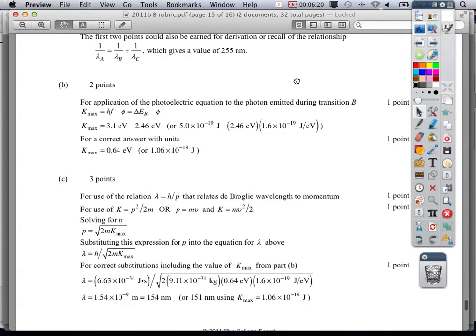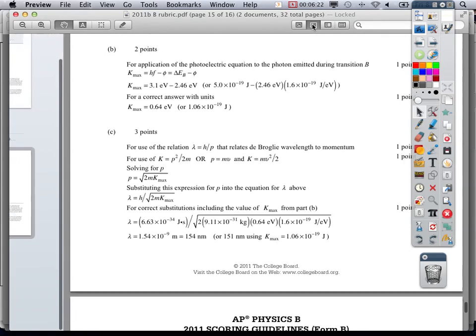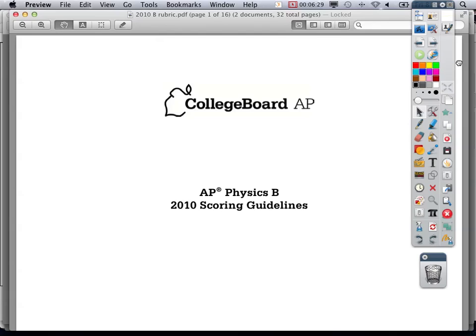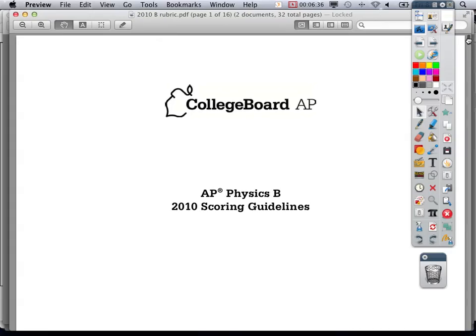Okay, wait, this isn't right. Okay, that was weird. I thought I already chose to. This is seriously the stupidest thing that Apple computer has ever done.